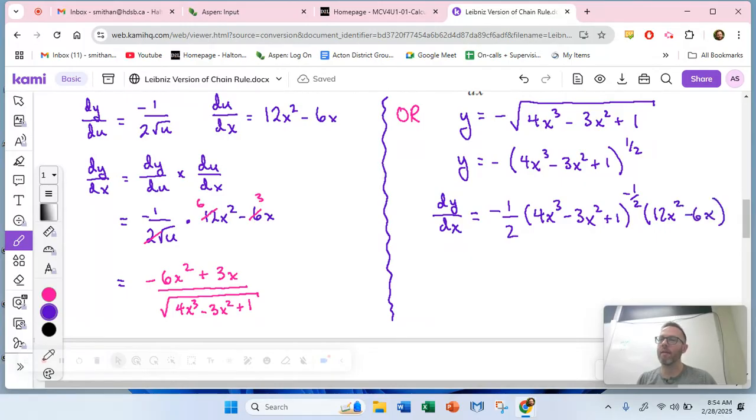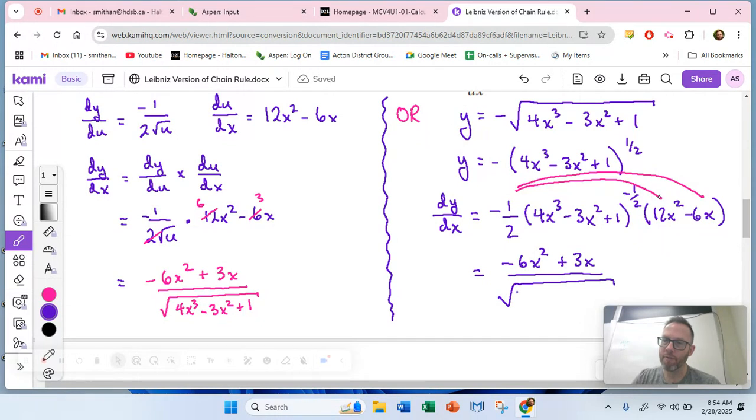And then you basically see everything we already did is right there, right? We've got 4x cubed minus 3x squared plus 1 to the power of negative 1 over 2. Well, that just means it goes to the bottom, and the 1 over 2 exponent means it's square rooted. And again, we have negative 1/2 times 12x squared and times minus 6x. You get exactly what we had before. You get negative 6x squared minus a half times negative 6 is plus 3x. On the bottom, you'll have the root of 4x cubed minus 3x squared plus 1.